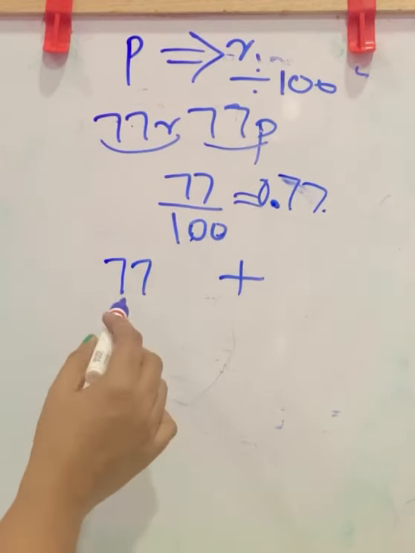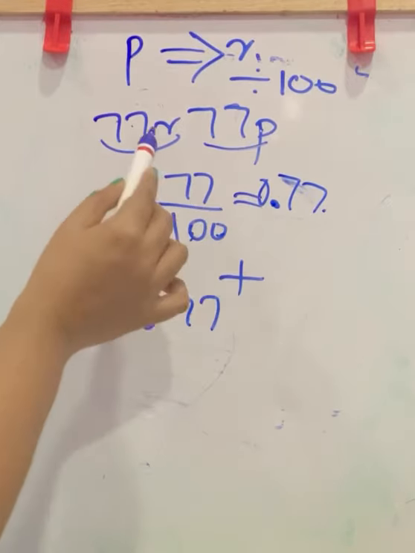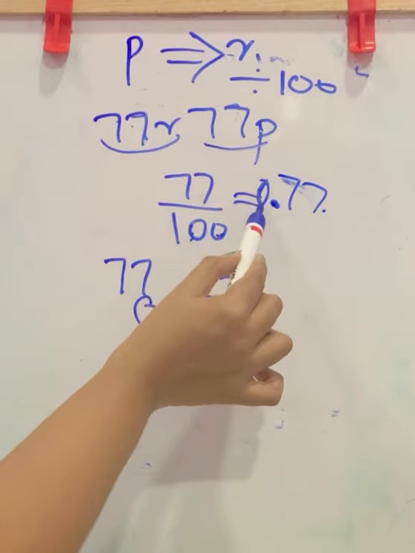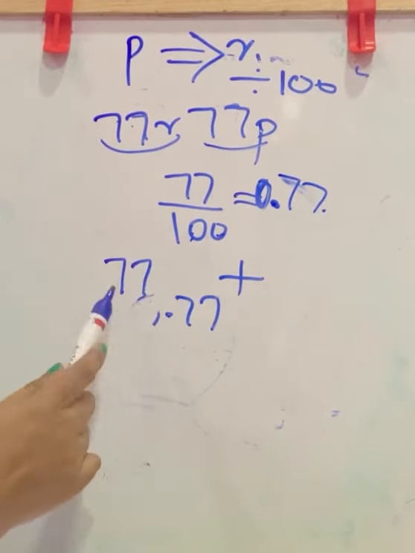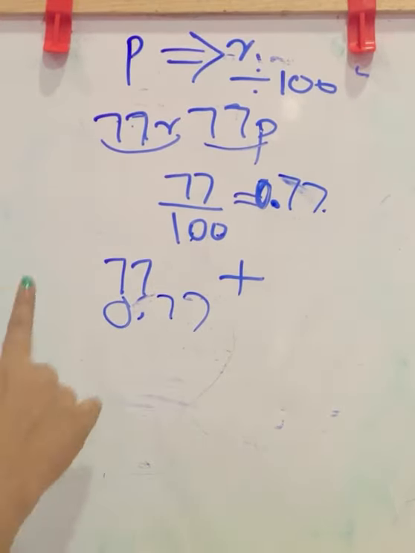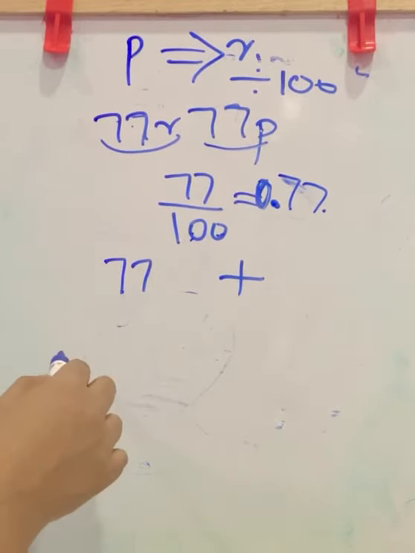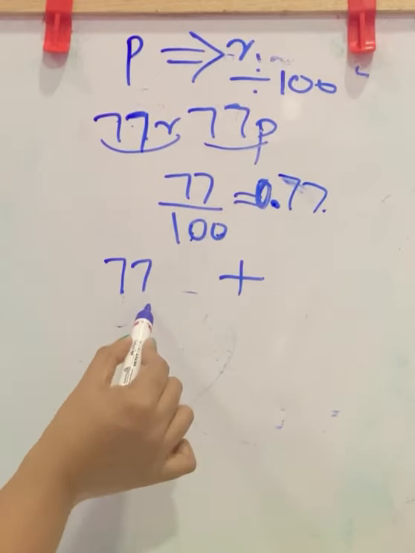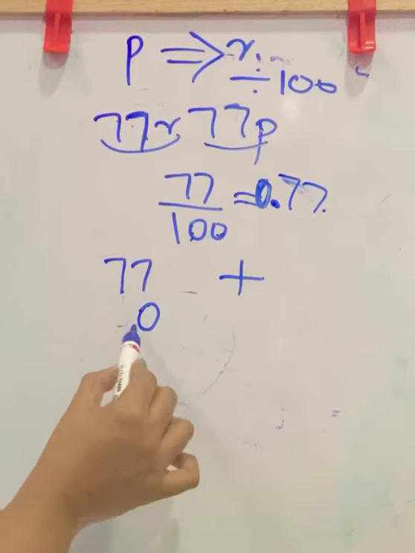77 rupees plus 0.77. Remember, the whole number must be right under the whole number, and this is the unit place here, and here in the whole number part we have the unit place as 0. So don't write 0.77 like this. This is wrong. You want to write the whole number part under the whole number part, and in that you want to write units place under units place. So this is the unit place. Here we have no value in the tens place, so don't write anything here.